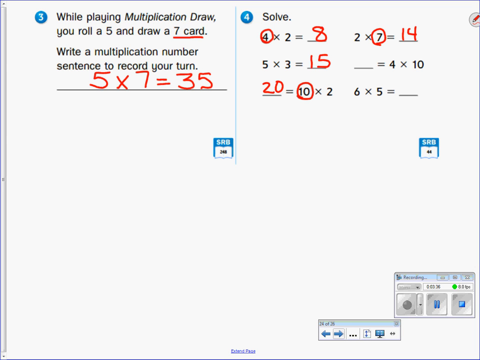2 times 7, multiplying by 2s, we're just going to double the 7 to get 14. 4 times 10, let's count by 10s, 10, 20, 30, 40. And then 6 times 5, 5, 10, 15, 20, 25, and 30. Okay?